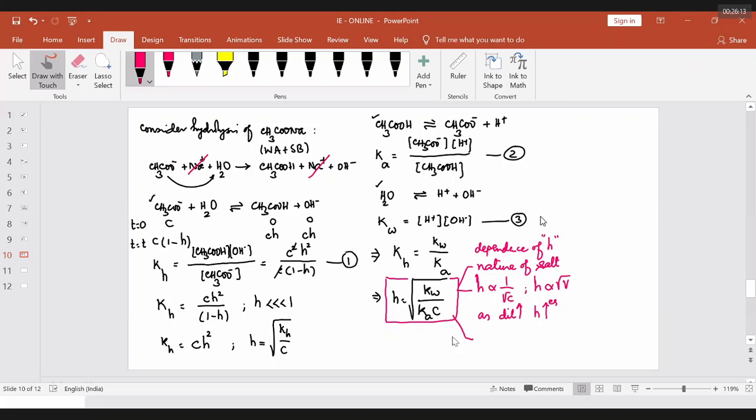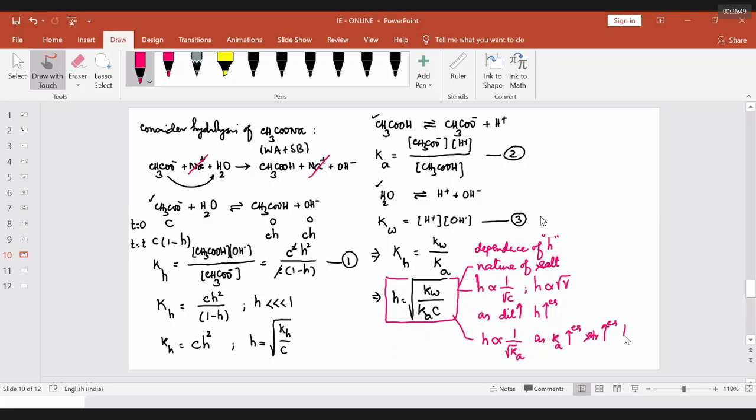Next, sir, it depends upon the Ka value, right? How does it depend upon the Ka value? h is inversely proportional to root of Ka. What is the meaning of that? As Ka increases, h decreases. Now, what is the meaning of Ka increases? Ka increases means the acid is becoming stronger and stronger. I am not discussing strong electrolytes. My topic is with respect to weak ones. Therefore, as Ka increases, the relative strength of the acid increases.